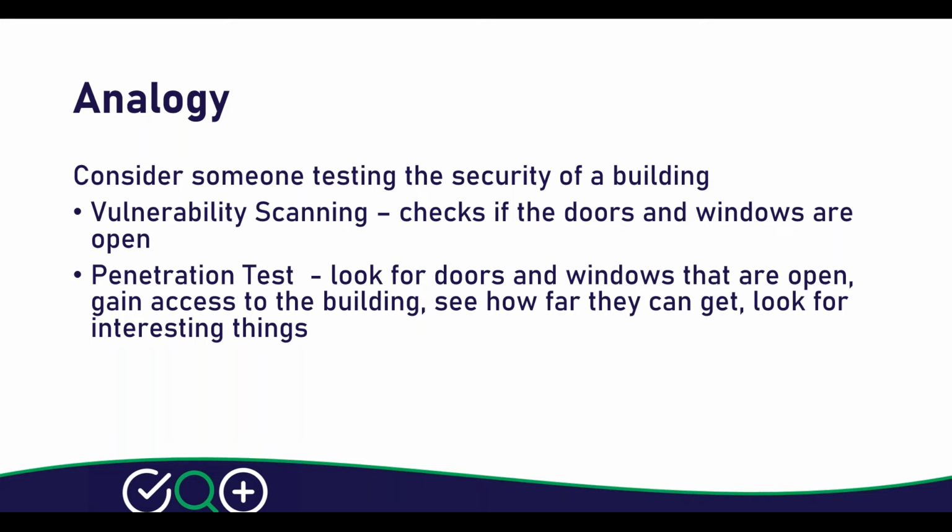As an analogy to try and explain it further, another way to think of it is if you wanted someone to test the physical security of your building. Vulnerability scanning is like checking if the doors and windows are open, but not actually checking if you can get into the building. Whereas a penetration test would look for windows and doors that are unlocked, or maybe appear to be secure, but actually have a problem in how they're locked. The tester would then access the building and see how far inside they could actually get.